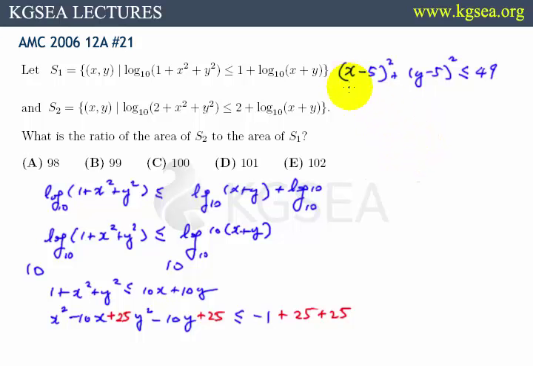Okay, this is a circle centered at 5, 5, but we don't care because all we care about is the area that we are going to talk about. So this is r squared, as you know, so area will be this 49 pi will be the area. Okay, so for S1, the area is 49 pi. Okay, we're all set with that.